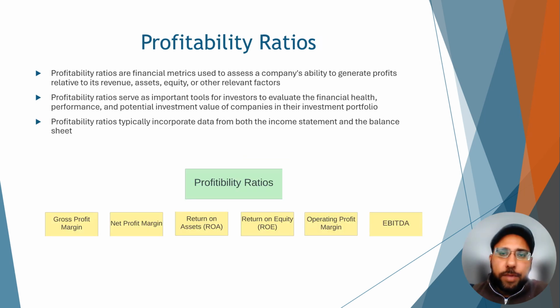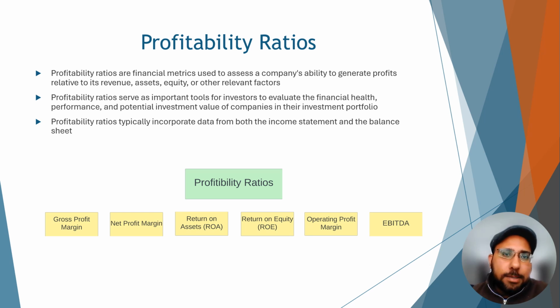Okay, the profitability ratios are a crucial metric and a set of ratios that are used to assess a company's ability to generate profit relative to its revenue, assets, equity, and other factors. So these ratios help stakeholders and investors evaluate how efficiently a company is using its resources in order to produce its earnings. Okay, and they do provide a valuable insight into, naturally, the overall financial health and the operational performance.